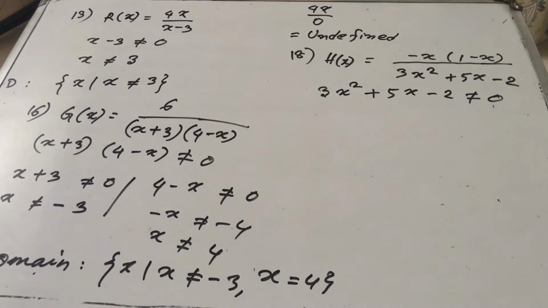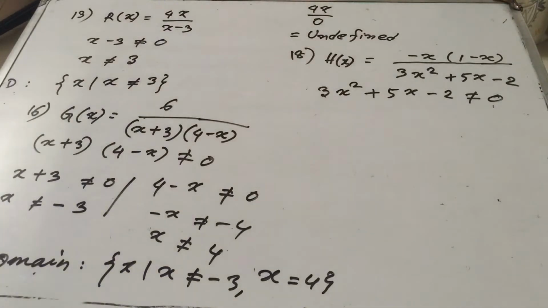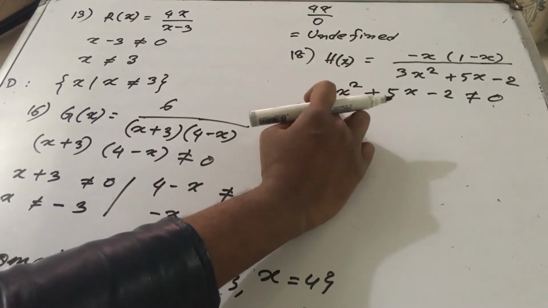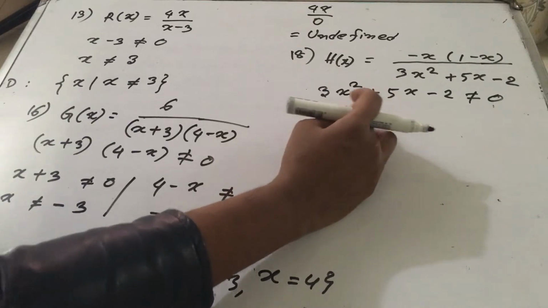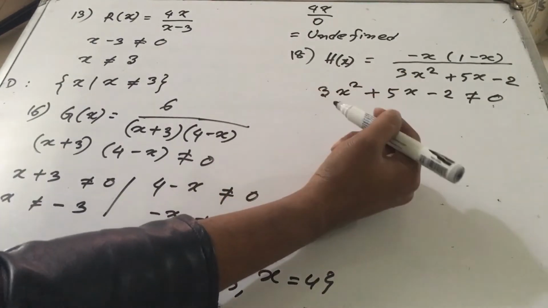Trinomial means there are 3 terms: 1, 2, 3. This is a trinomial, and it is not a simple trinomial. This is called a complex trinomial because there is a number with the x squared. So for the complex trinomial, if we want to do the factoring, first of all we have to multiply this 2 and 3, which gives us 6.